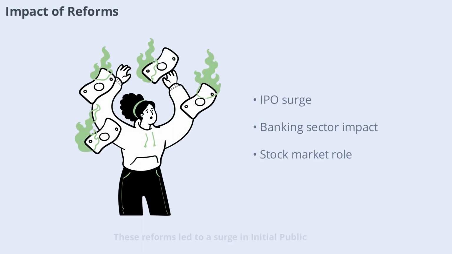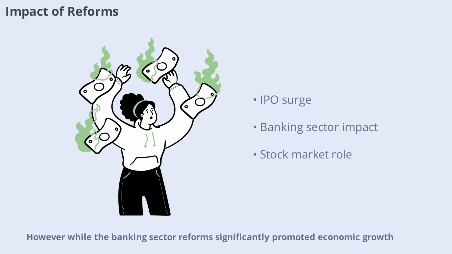These reforms led to a surge in initial public offerings, IPOs, and increased participation from various industry segments. However, while the banking sector reforms significantly promoted economic growth, the development of the stock market did not have the same impact. In India, the banking sector remains more influential than the stock market in driving economic progress.